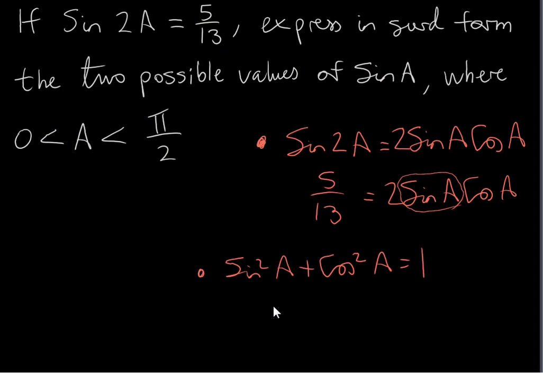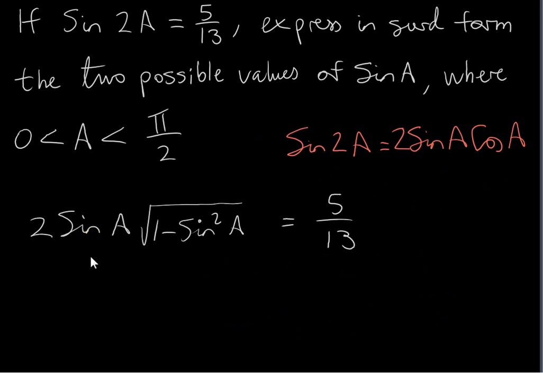If we make cos a the subject, we've cos squared a equals 1 minus sine squared a. And if we just want to get the cos of a, then we get the square root of both sides. Square root of cos squared a is cos a, and then we get the square root of 1 minus sine squared a. So we could write 5/13 as 2 times sine a times the square root of 1 minus sine squared a.